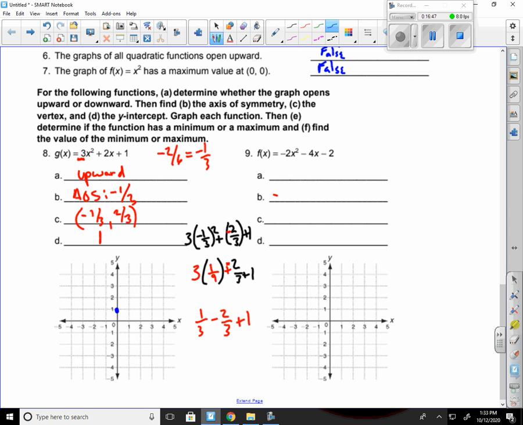Now with my y-intercept of 1, and the vertex at negative 1/3, 2/3, it is going upwards. Make my next point next to it and go upwards. And I'm done. A little bit of a mistake with that one. Then determine if it has a min or a max. It's a min because the bottom point is the vertex and it's going upwards. Find the value of the min or the max. The value of the min is the y value of the vertex, which is just 2/3.